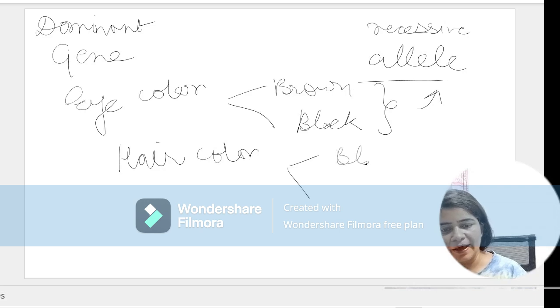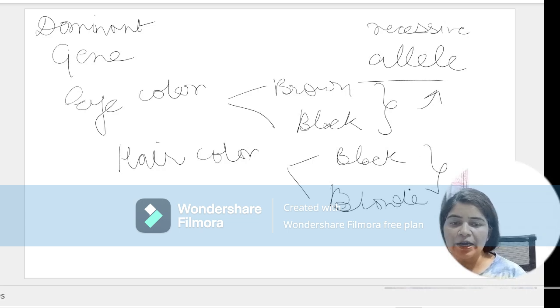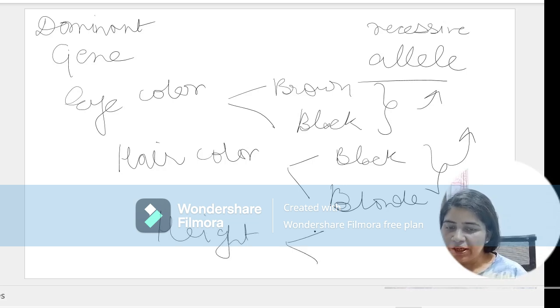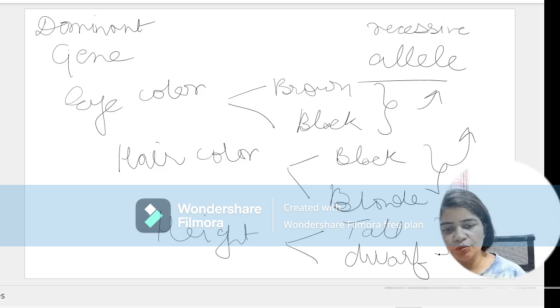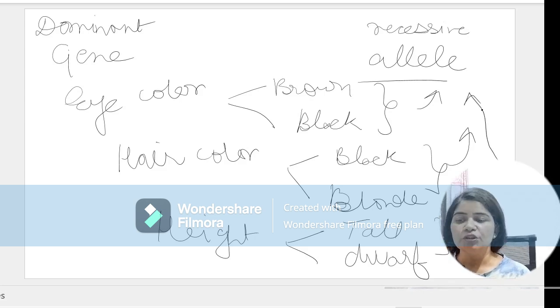Hair color: black or blonde. So these two are again alleles. Similarly, if I talk about height, height is a gene. It might have two traits, which can be tall or dwarf. So these two are known as alleles. I hope you're understanding this, the difference between gene and allele.